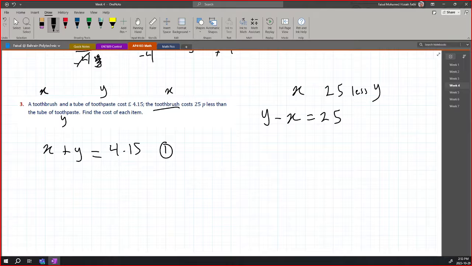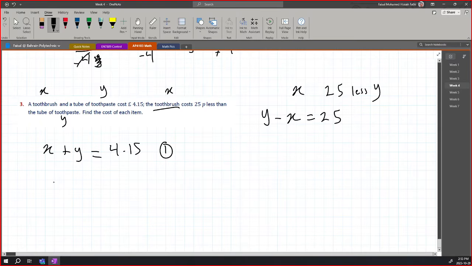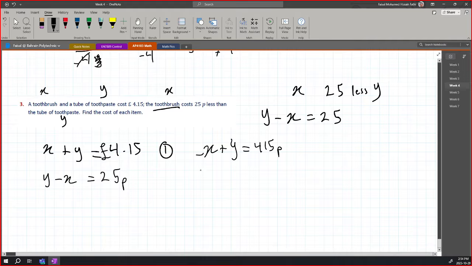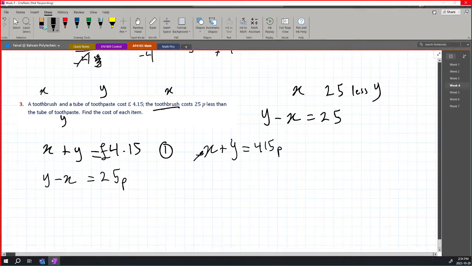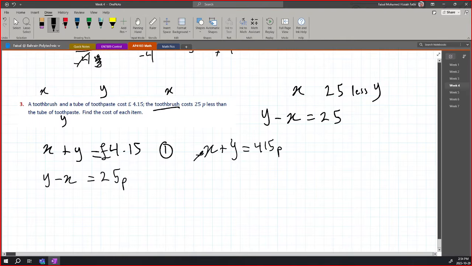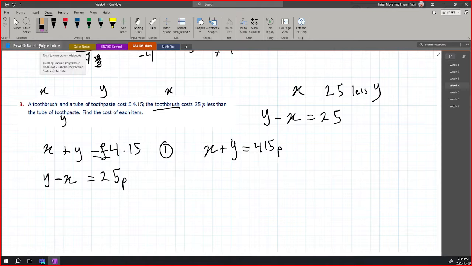Now the second equation is Y minus X equals 25. I will repeat it. Keep in mind this is 25 pence, and this is 4.15 pounds. So here we need to remove the point and make it 415, meaning X plus Y is equal to 415 pence. So X plus Y is equal to 415 pence and Y minus X is equal to 25 pence.